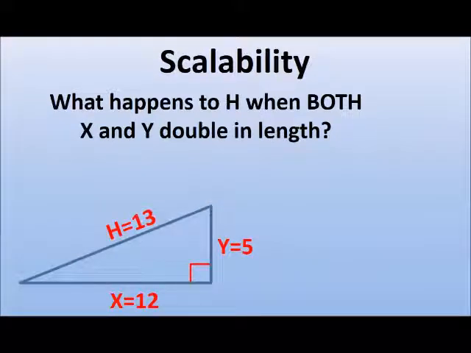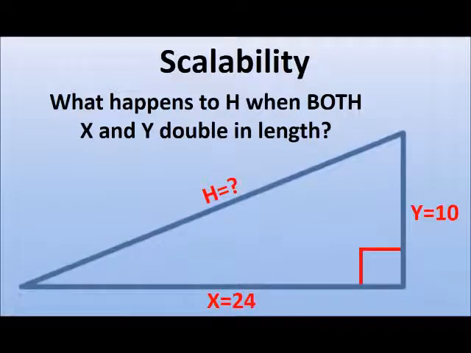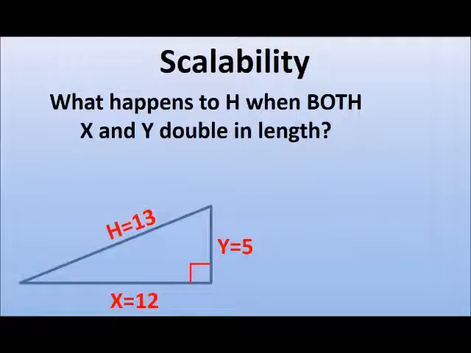Here's the original triangle. Our x length of 12 is a bit more than twice our y length of 5. The same thing can be said when we compare our new x length of 24 with our new y length of 10. Perhaps you can see from this alone that if the two legs double in length and we maintain the same basic shape, then the hypotenuse must also double in length from 13 to 26.